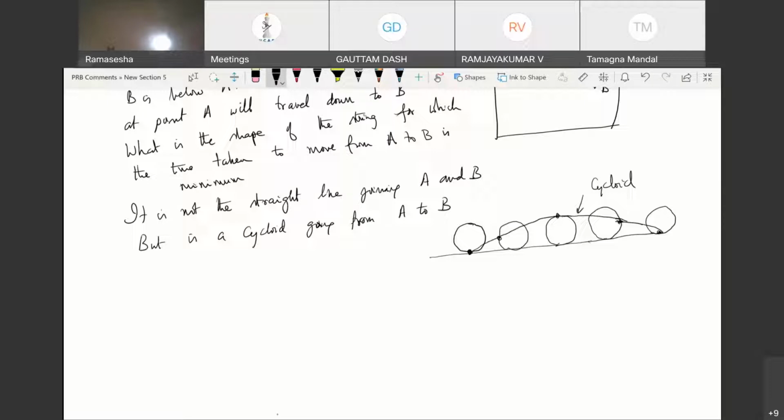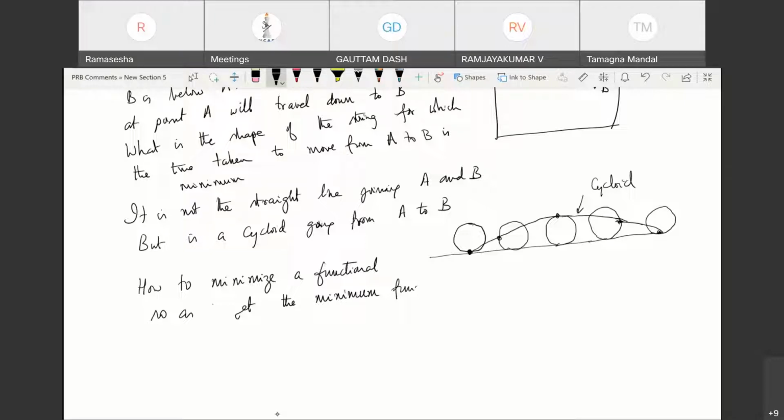Now, how can I solve this problem? I want to minimize a function. First, get the minimizing function.